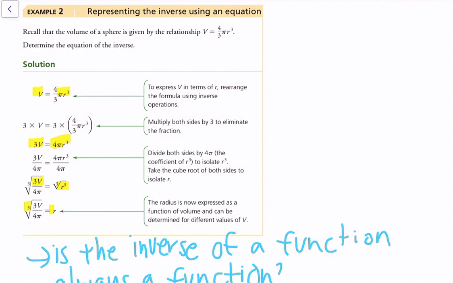And now, once we have that, they skipped a step here, but we're going to now get rid of the cube. So in this case, we're cube rooting both sides, and once you do that, you're left with r is equal to the cube root of 3V divided by 4 pi.